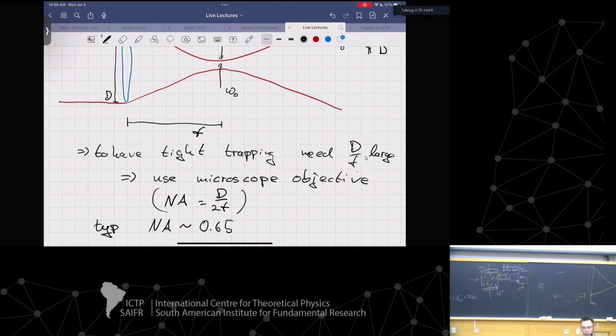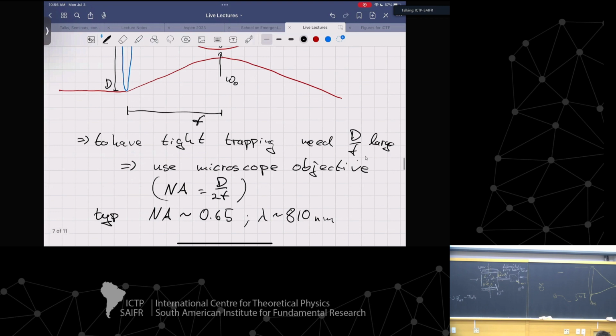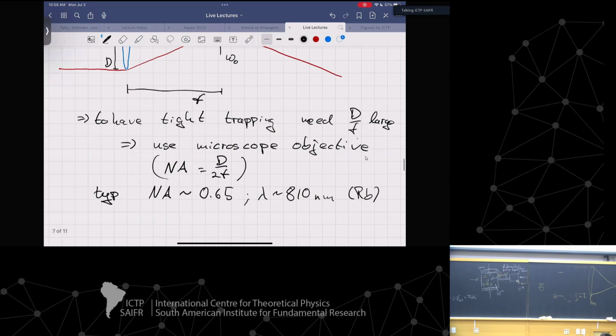And our trapping wavelength, that's why I'm choosing these examples, is 810 nanometers. So this is nice for rubidium. And then you would get a waist, and that's just Gaussian optics. Often this waist is not the diameter, but the radius. So that is on the order of 500 nanometers. That's why I give you as an example, let's think of a 1 micrometer spot in diameter. That's what you would typically get in these microscopes.